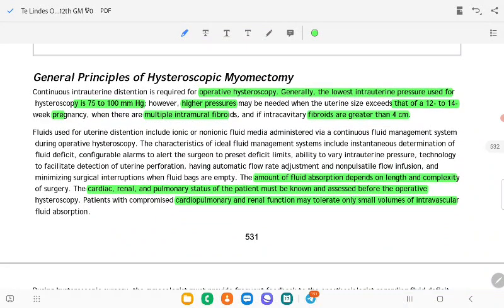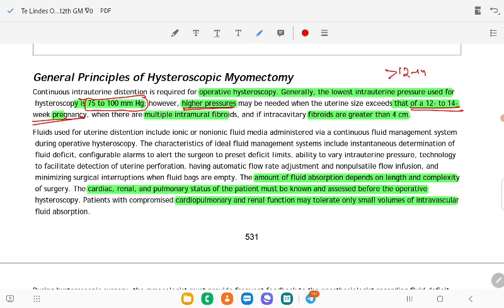General principle. What is the principle of hysteroscopic myomectomy? The first principle: continuous intrauterine distension is required for operative hysteroscopy. Generally, you use the lowest intrauterine pressure, that is 70 to 75 to 100 mmHg. However, higher pressure is needed if the uterus size exceeds 12 to 14 weeks of pregnancy. Usually the pressure is 75 to 100 mmHg, and higher pressure may be needed when the uterine size is more than 12 to 14 weeks.